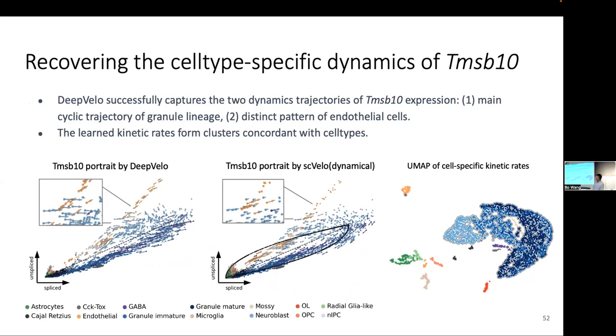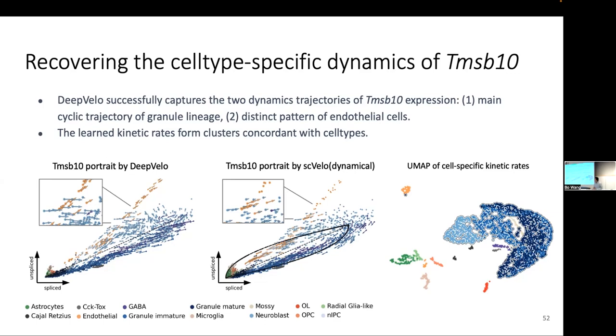Particularly, one of these failure cases, which is acknowledged in the original velocity paper, is finding the cell type specific dynamics of Tmsb10 expression. You will find the results by DeepVelo are shown on the left, results of scVelo on the right, and the original scVelo totally failed to capture multiple lineages, particularly the endothelial cell lineage, while DeepVelo can capture more than one lineage.